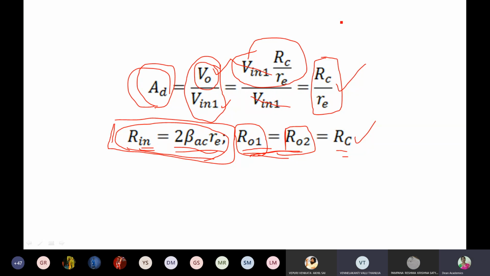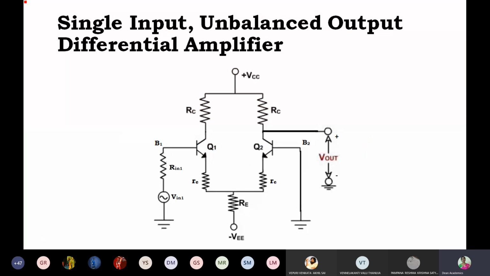Right. Okay. And I think all of you can draw this single input unbalanced output differential amplifier. After this class, we are coming to the end of the class, so you can do this at home. Can you draw this or not? Whether you draw or not, I am just showing you this is a single input unbalanced output differential amplifier.